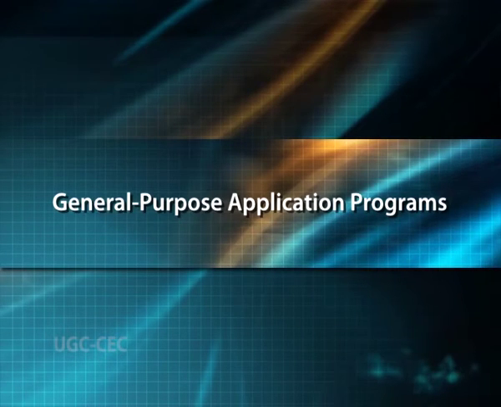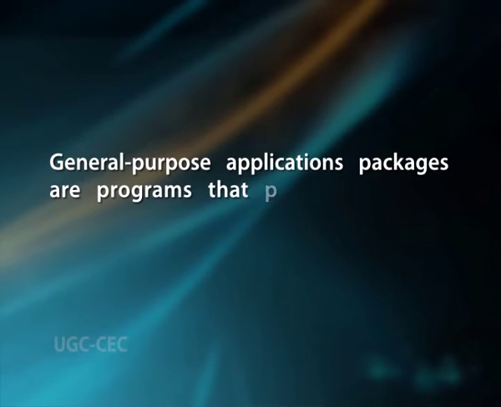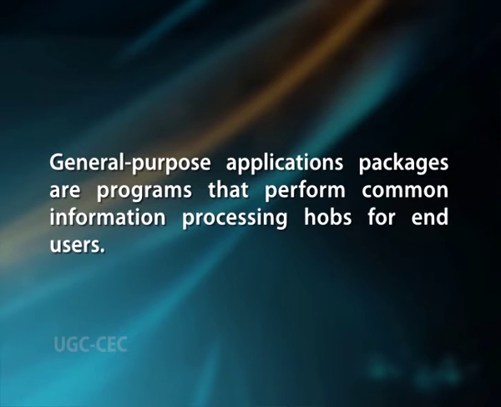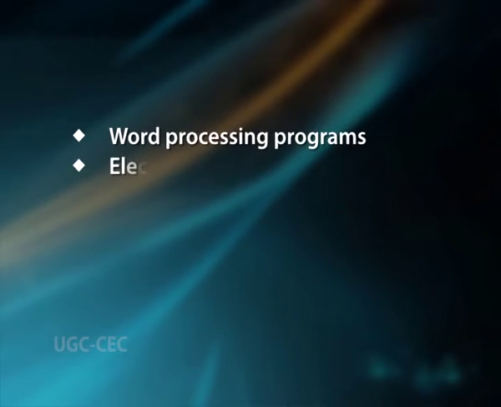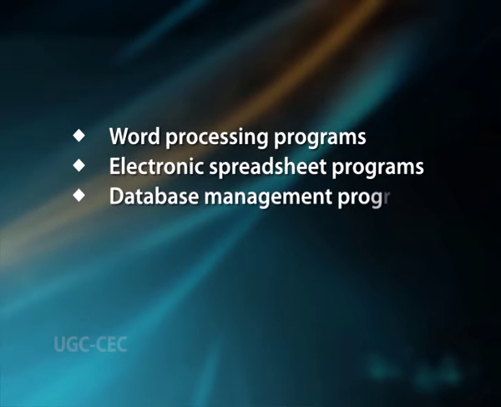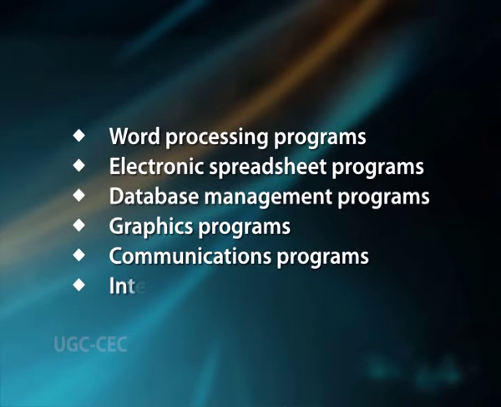General purpose application programs. General purpose application packages are programs that perform common information processing jobs for end users. For example, word processing programs, electronic spreadsheet programs, database management programs, graphics programs, communication programs, and integrated packages are popular with microcomputer users for home, education, business, scientific, and many other general purposes. They are also known as productivity packages because they significantly increase the productivity of end users. This packaged software is also called off-the-shelf software packages because these products are packaged and available for sale. Many features are common to most packaged programs.